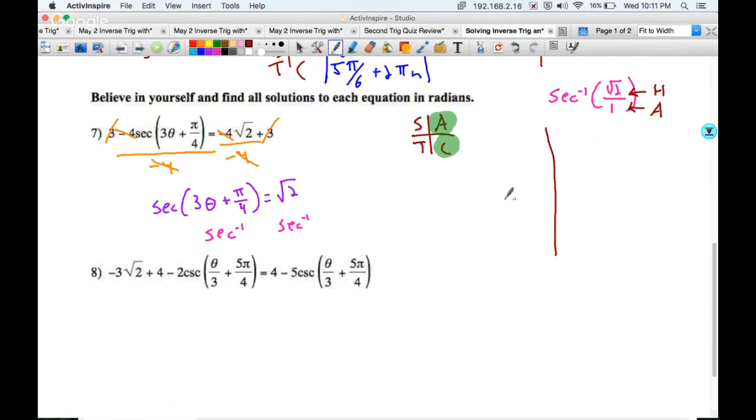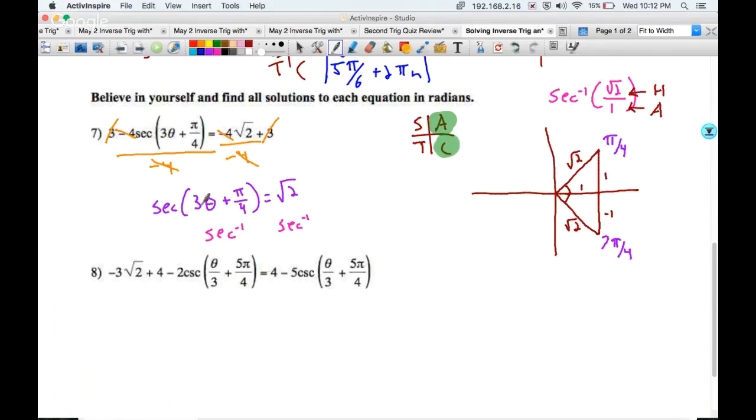So now as I move towards my diagram, I want to put triangles into these two quadrants where the hypotenuse is the square root of 2 and the adjacent is 1. That should sound familiar as a 45, 45, 90. All right, so the answers to inverse secant of the square root of 2 are pi over 4 and 7 pi over 4 plus 2 pi n. Let's keep going on that.